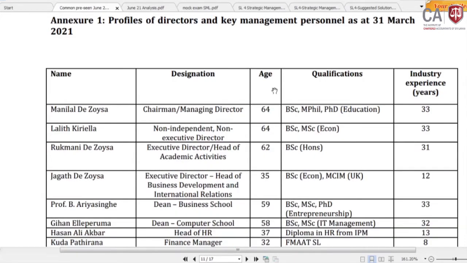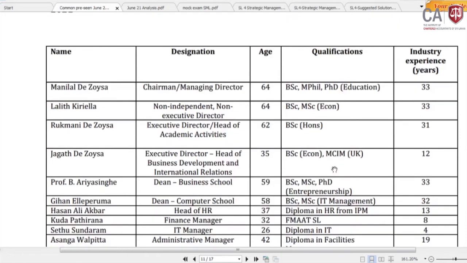Then the profile of directors and key management personnel as at 31st March 2021 is given. This person is the chairman. Look at the age, 64, with BSc, MPhil, PhD education, and industry experience of 33 years. Lalik Kiran, his friend who joined the company initially, has 40% share ownership. He is also 64 years old, with BSc, MSc Econ. Then Rukmani, his wife, is 62 with a BSc Honours and industry experience of 31 years. Jagadish, the son, is an executive director, head of business development and international relations, 35 years old, BSc Econ, SIM, UK.